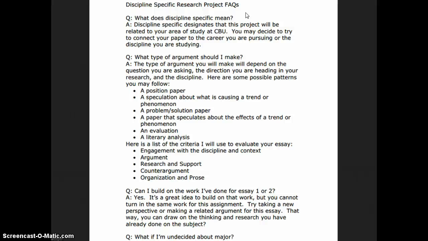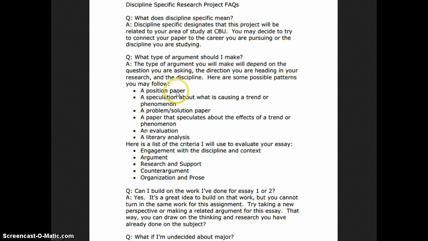I mean, you pick a different angle, okay? There's only so much you can cover on a topic. So figure out what you want to write about related to your major, and then you have to figure out what type of paper you want to write. This is where it gets really broad, and you can take this any direction you want.